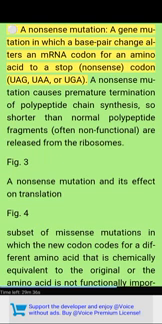Nonsense mutation: a gene mutation in which a base pair change alters an mRNA codon for an amino acid to a stop nonsense codon: UAG, UAA, or UGA. A nonsense mutation causes premature termination of polypeptide chain synthesis, producing shorter than normal polypeptide fragments, often non-functional or released from the ribosomes.